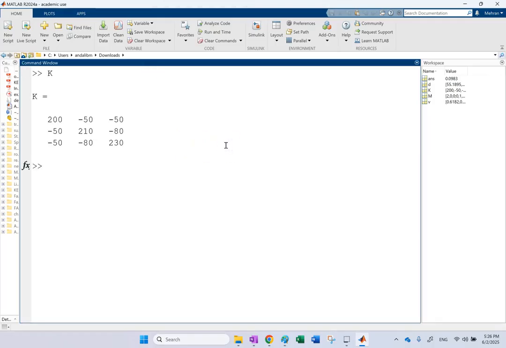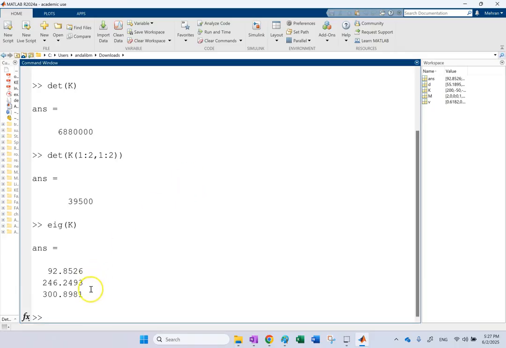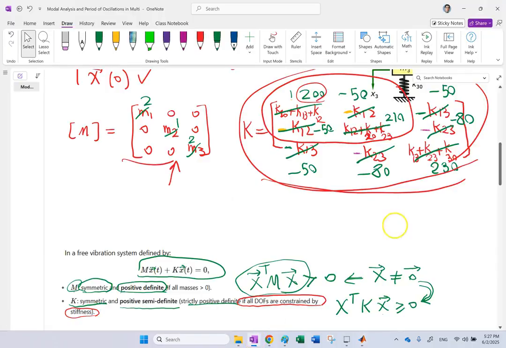So this is my K, and the determinant of K is, you see, positive. The element 1,1 is positive, and I also want to show you the determinant of K with rows 1 and 2 and columns 1 and 2. And you see this one is also positive. Also, if you get the eigenvalues of K, you see that all eigenvalues of K are also positive. So this is a positive definite K in this case.